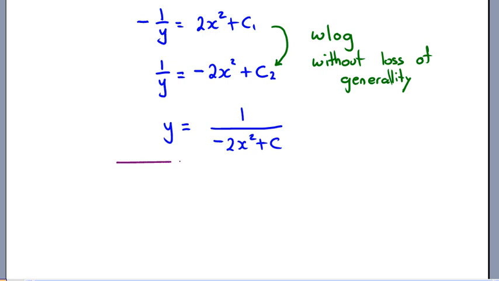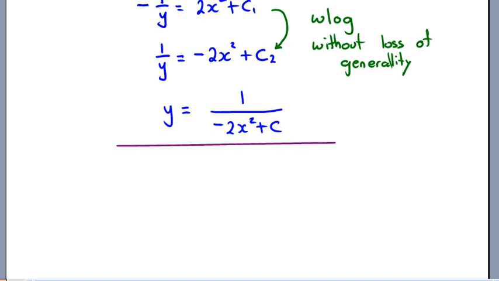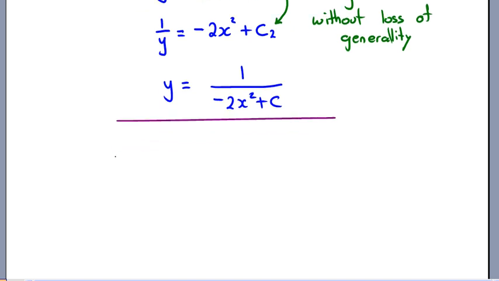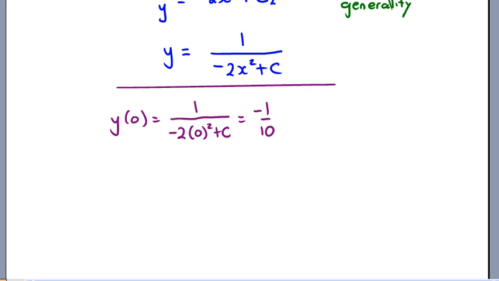So here's where I grab the information that they gave me. Up at the top of the page, it says if you put 0 in for x, we need to get negative 1/10. So y at 0 would be 1 over negative 2 times 0 squared plus c, and that needs to be negative 1/10. Well, I'm going to end up having 1 over c is equal to negative 1/10. Okay, c is equal to negative 10. That's the only way you can get that to work.